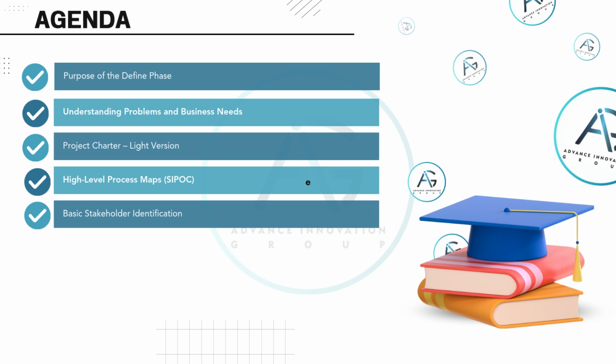Basic stakeholder identification. Finally, we'll touch on identifying key stakeholders. Knowing who is impacted and who has influence helps ensure the success of your project through better communication and engagement.